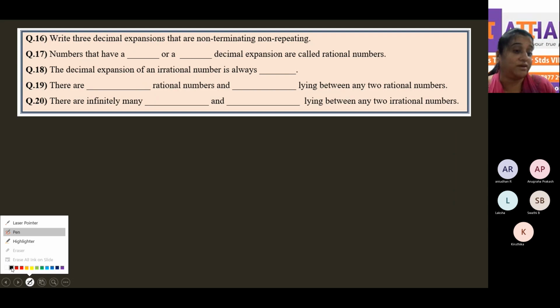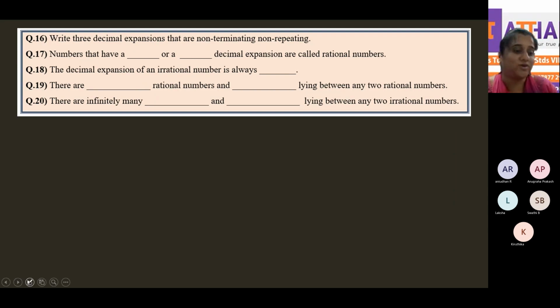The first question I'm not taking up, please. I think all of us are tired. Write 3 decimal expansions that are non-terminating, non-repeating.